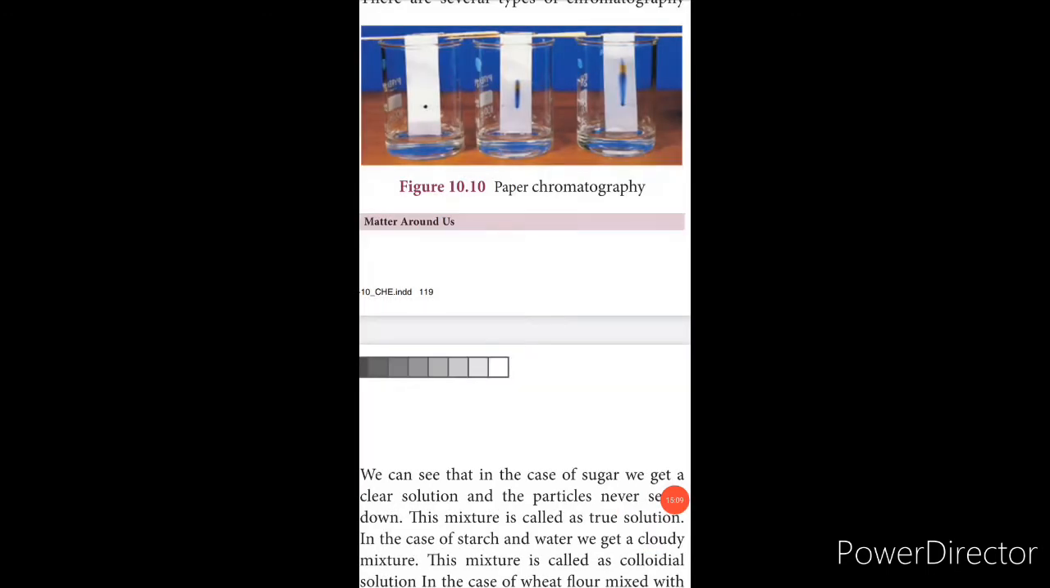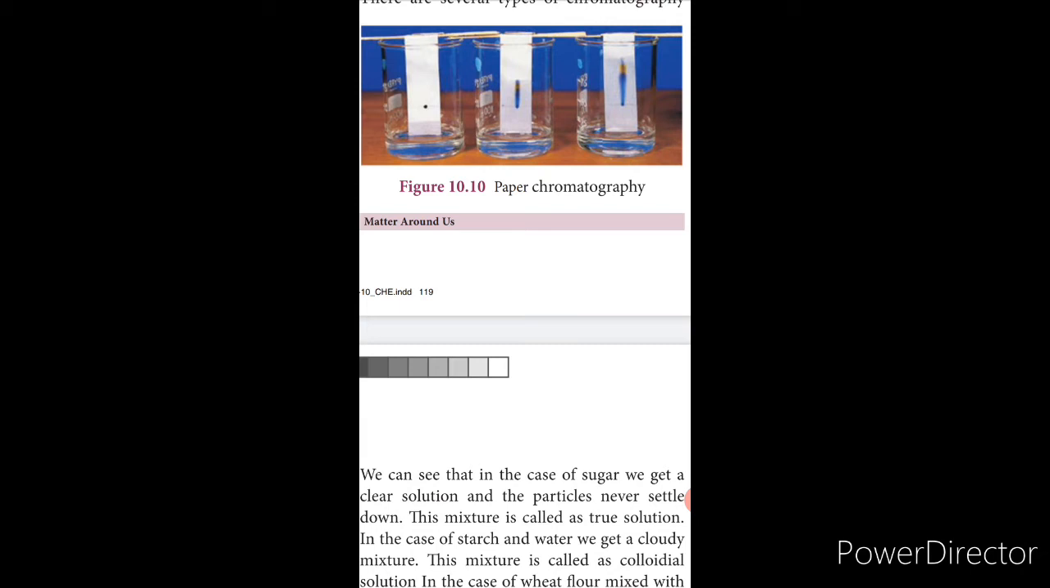Now a chromatography paper is taken and a spot of ink is placed at the bottom of the chromatography paper. This paper is dipped into a suitable solvent. It has to be separated into its colored dyes, isn't it? When the solvent moves up into the paper, the solvent gets absorbed by the paper. As it moves up, the different colored dyes present in the ink have different solubility. So depending upon their solubility, you get different colors on the chromatography paper.